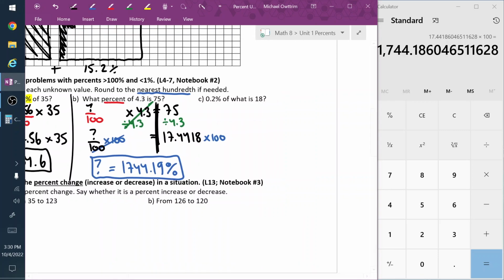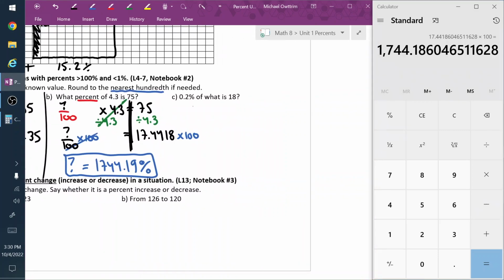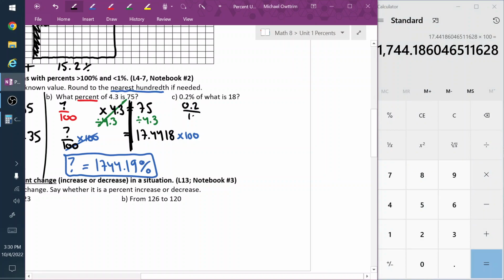To finish up there, I'm going to go ahead and convert. So my 0.2 is just 0.2. My percent means out of 100. Of means multiply. What means question mark. Is means equals. And 18 is just 18.